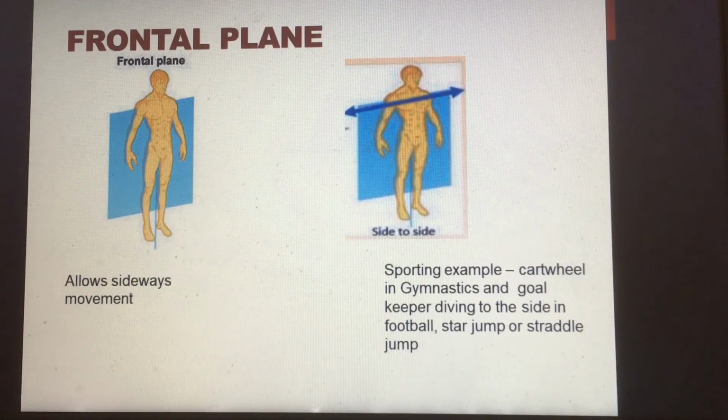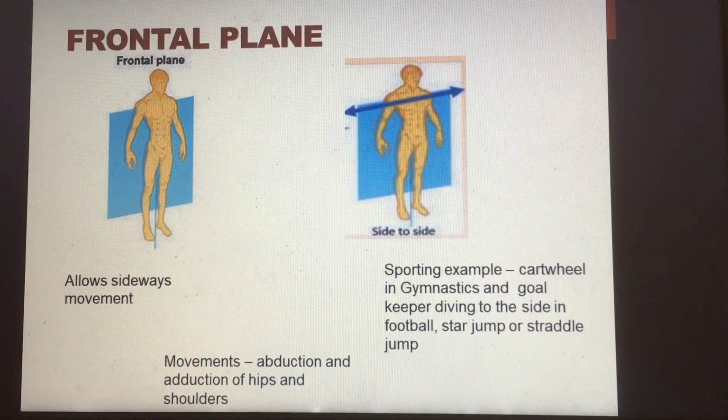That's frontal plane. Also a goalkeeper diving sideways to save a ball, or maybe in trampolining or gymnastics or circuit training, a star jump or a straddle jump is also in the frontal plane, where you're doing abduction and adduction of the hips and the shoulders.